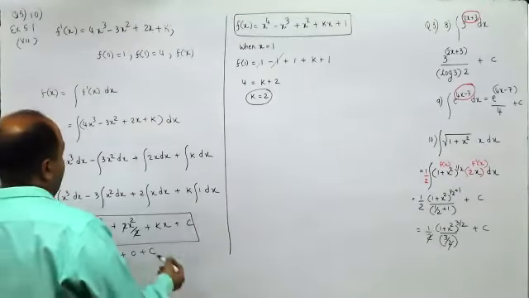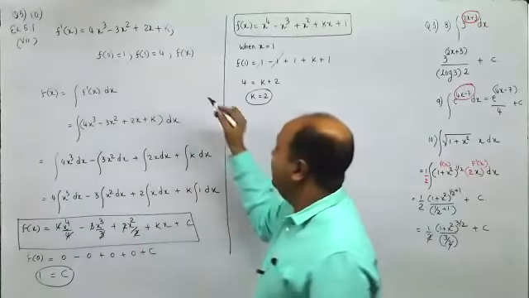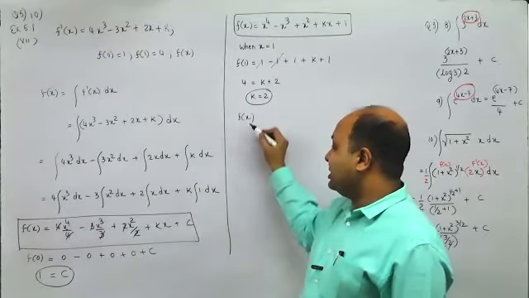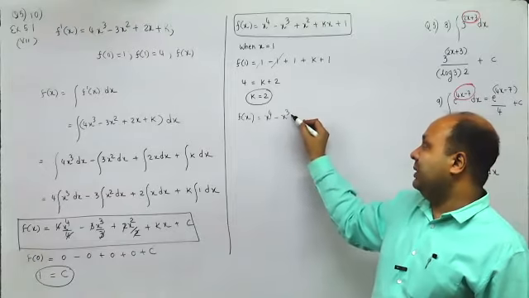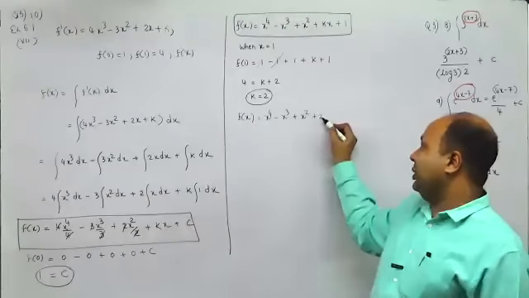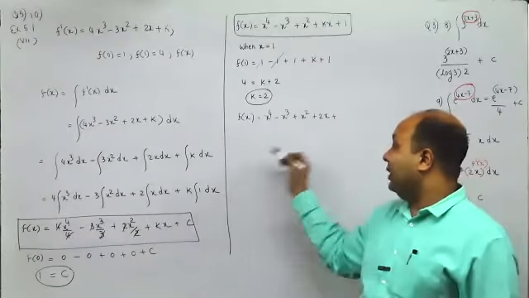So therefore, my f of x would be this term, x raised to 4 minus x cube plus x square plus 2x plus 1.